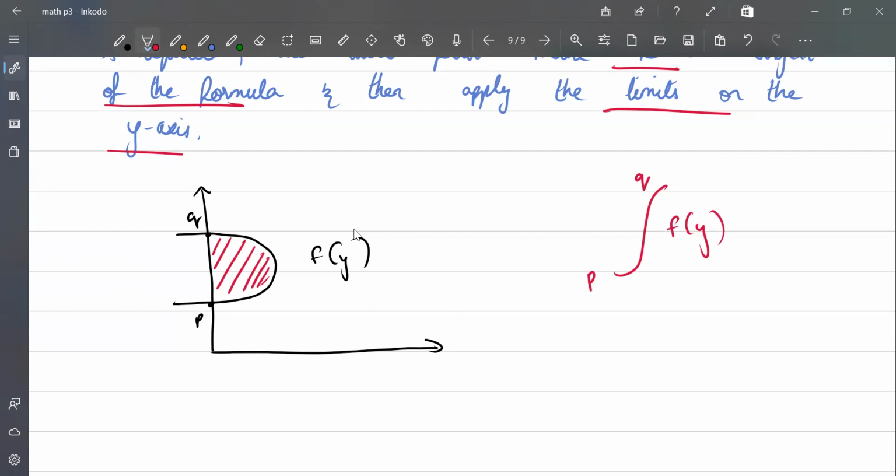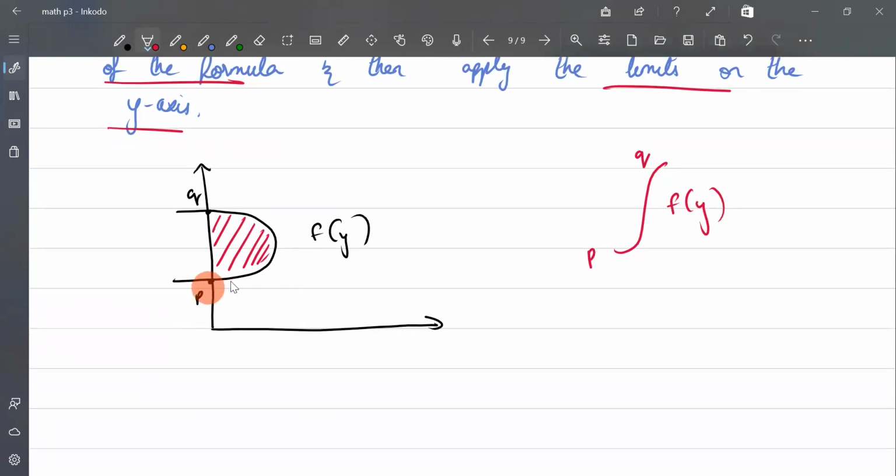A correction here is that this is going to be the lower limit and this is going to be the upper limit. Previously, I said that this is the lower limit and this is the upper limit, but that was wrong. Let me correct myself. This is the lower limit and this is the upper limit. I hope this is very clear. Lower one is the lower limit and upper one is the upper limit. As simple as that. That's how you remember it.